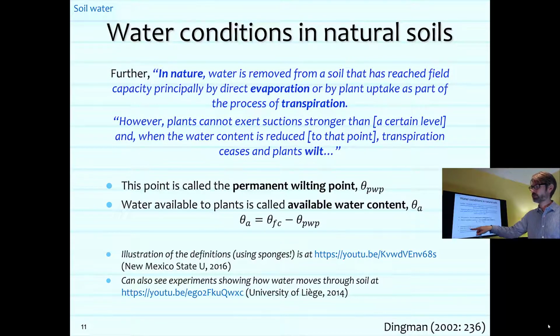And if you want to review these definitions further, here's a nice video. You can also see a number of experiments showing how soils behave with water from this excellent video here from the University of Liège.